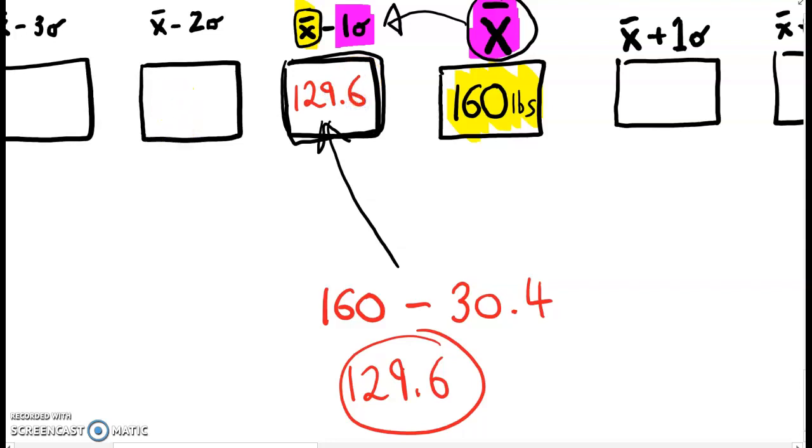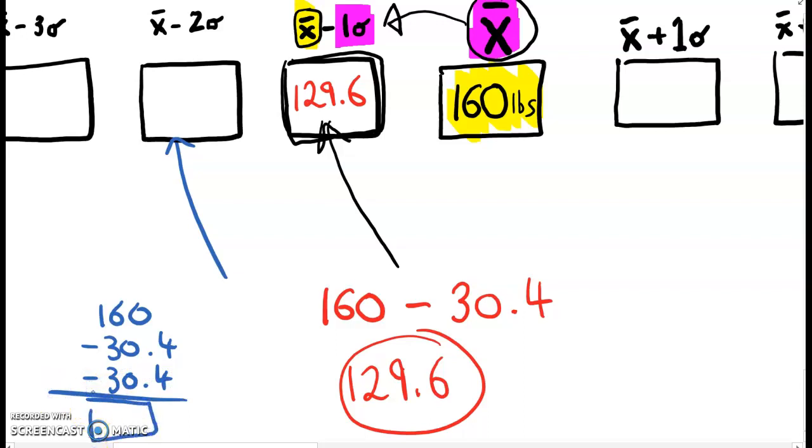129.6. Now, what will go in here? Well, we deduct another standard deviation from the mean. So we could do it this way. We could say 160, take away 30.4, and then take away another 30.4. And that'll give us our answer. Or we could just simply get this number that we've already gotten, which is 129.6, and take away another standard deviation from that. What do we get? We get 99.2. So that's what's in there.